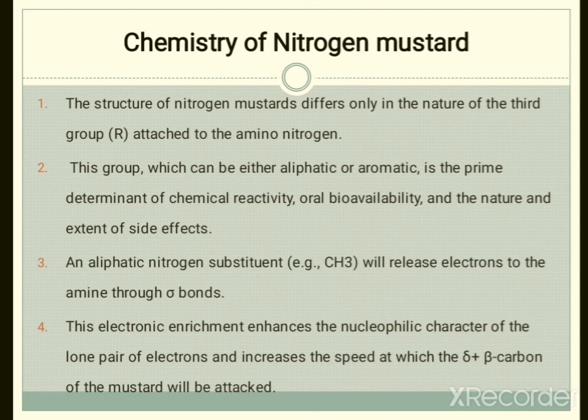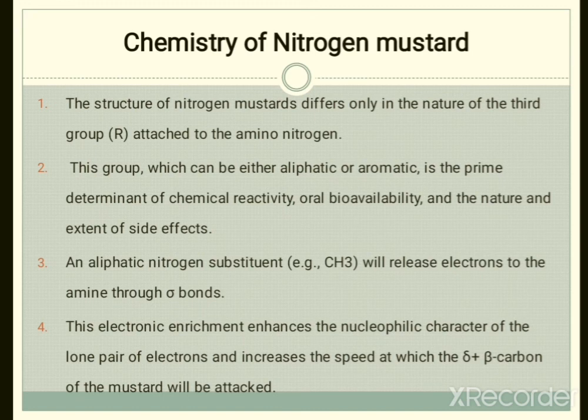Already we have seen the basic structure of the nitrogen mustard. Nitrogen will be there, and on the nitrogen there is an R substitution. These nitrogen mustards differ at this position only. Whatever R group is substituted on this amino nitrogen, which can be either aliphatic or aromatic, is the prime determinant of the chemical reactivity of this particular structure.